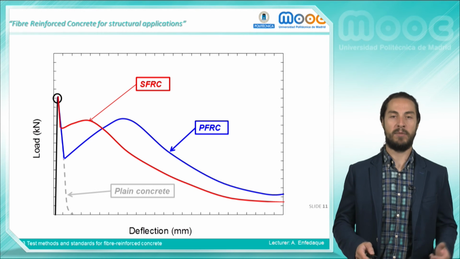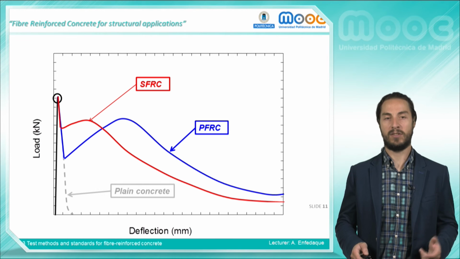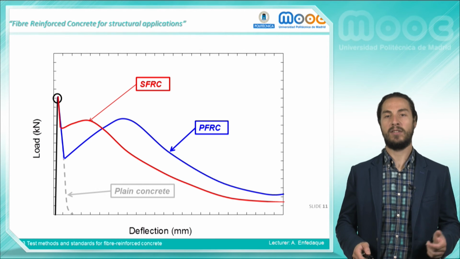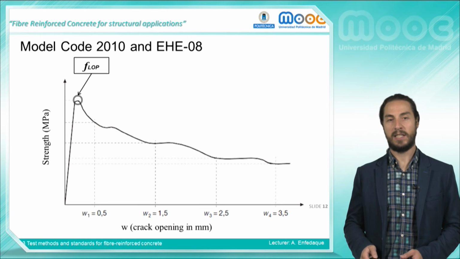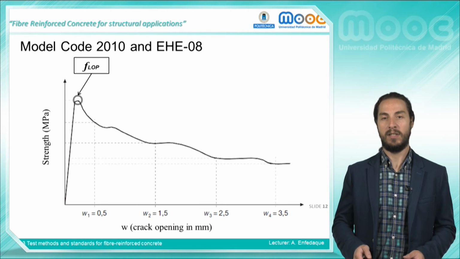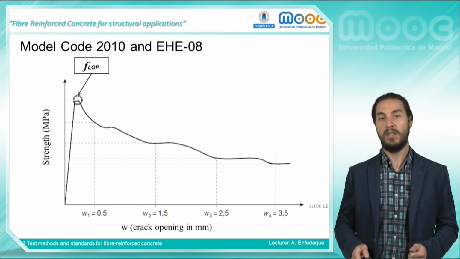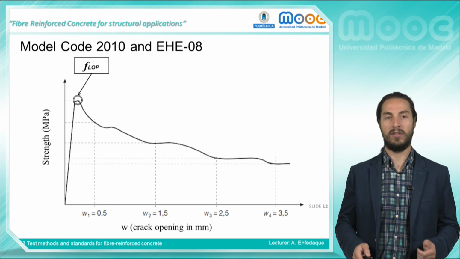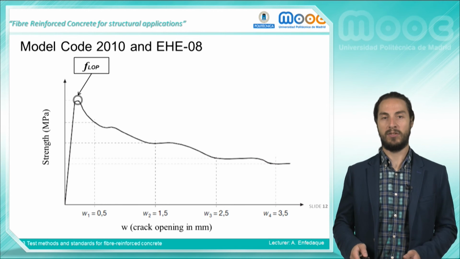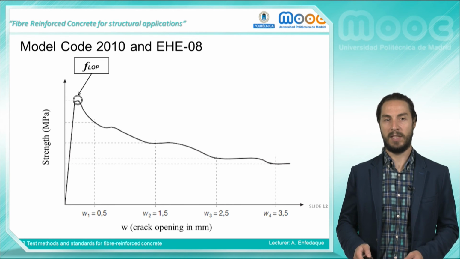After knowing the typical behavior of the two types of FRC, the question is, what characteristics should a FRC have in order to take into account the contribution of the fibers in the structural design? These characteristics depend on the recommendation, but for the Model Code 2010 and the Spanish Structural Concrete Code, such recommendations are the same. Given a curve that shows the strength versus crack opening of a certain FRC, both regulations establish that the contribution of the fibers can be taken into account if two conditions are met.